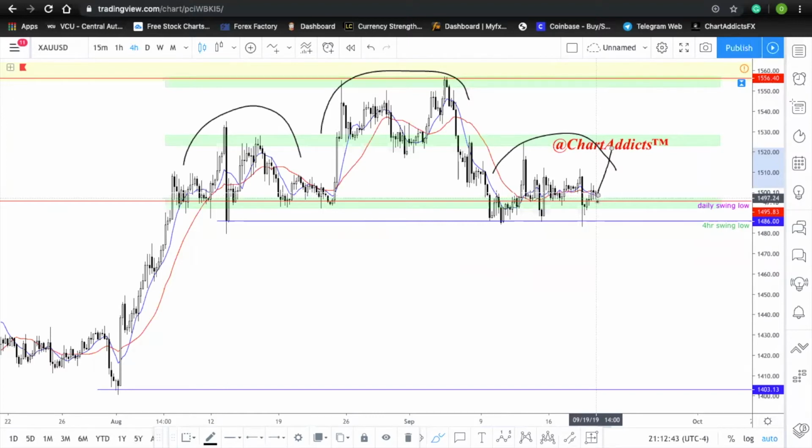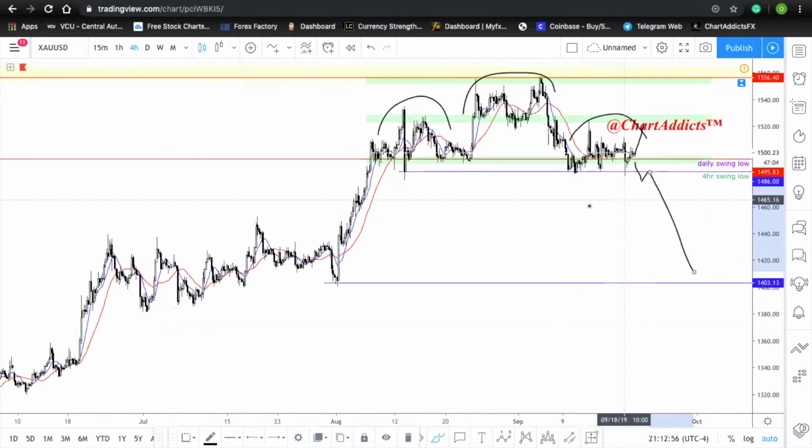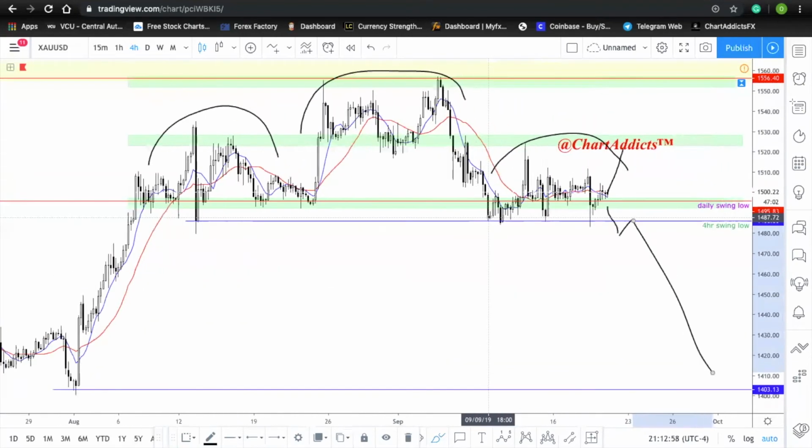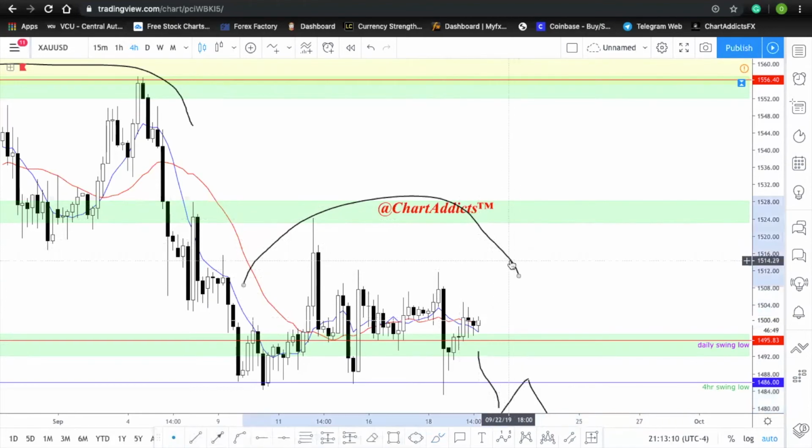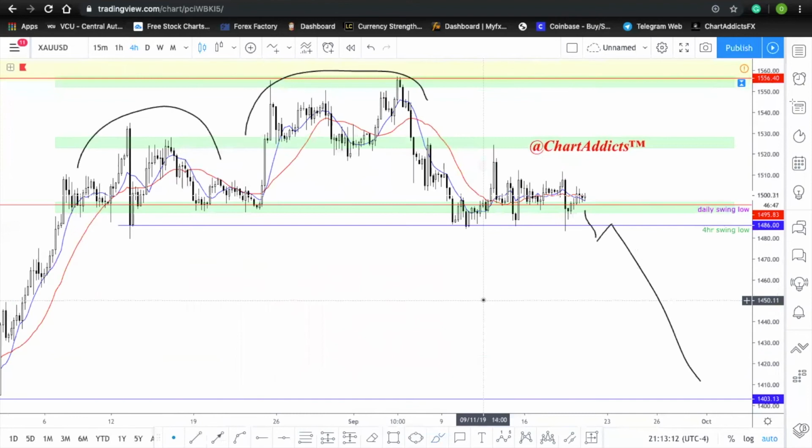All right, so if gold manages to break 1485, once gold breaks 1485, all right, we can finally see some lower lows and lower highs being formed. All right, but if it maintains above 1485 and even 1495 now, all right, we can see some potential bullish momentum. All right, other than that, you guys, it's going to be it.